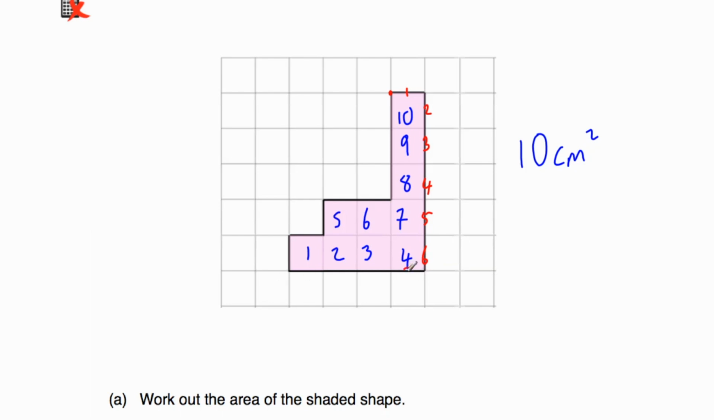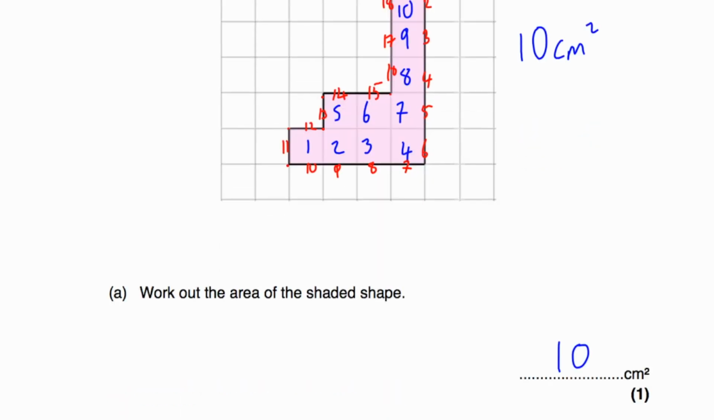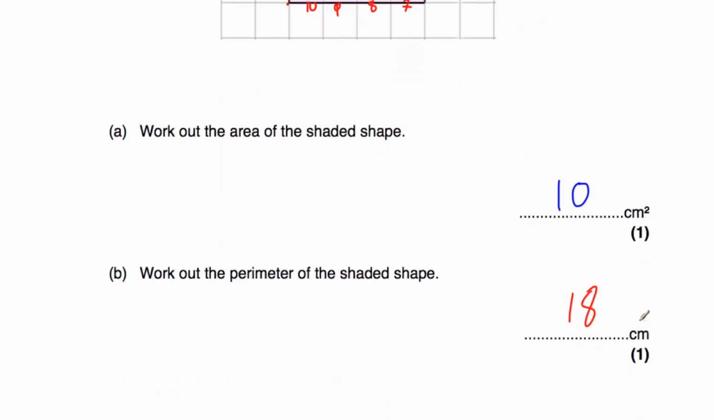Now going across 7, 8, 9, 10. So we're now here. Going up 1, 11. So we're now here. Going across 12. So we're here. Go up 13. So we're now here. Going across 14, 15. So we're now here. And now going up 16, 17, 18. So the perimeter of this shape is 18 centimetres. So let's write that down. 18 centimetres. And that's it. Okay, let's look at our next question.